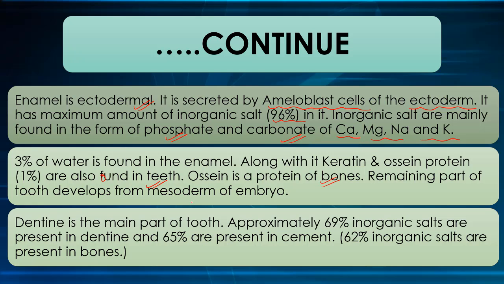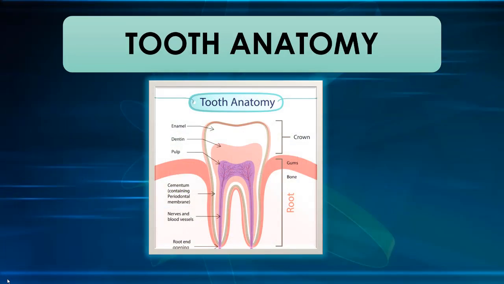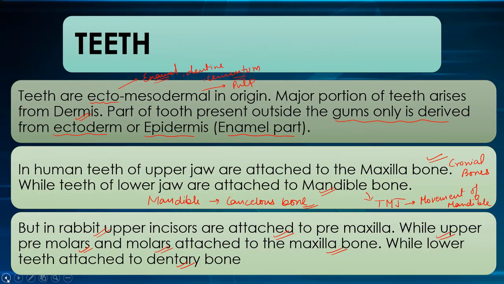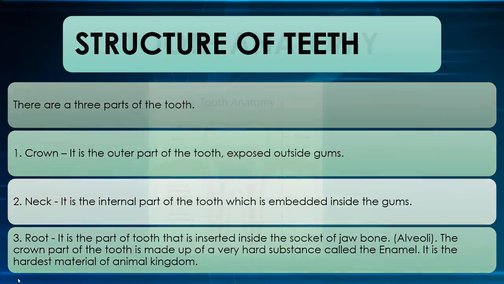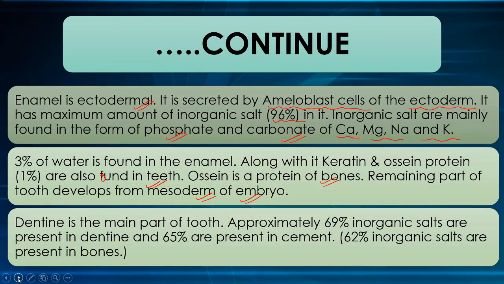The remaining part of the tooth develops from the mesoderm of the embryo. Only the enamel part develops from the ectoderm. Enamel is ectodermal, while dentine, cementum, pulp, everything is mesodermal in origin. Osein is a part of bones. The remaining part of the tooth develops from the mesoderm of the embryo.